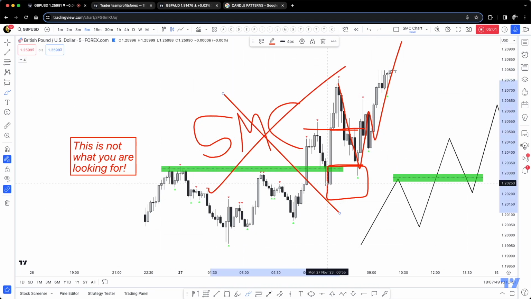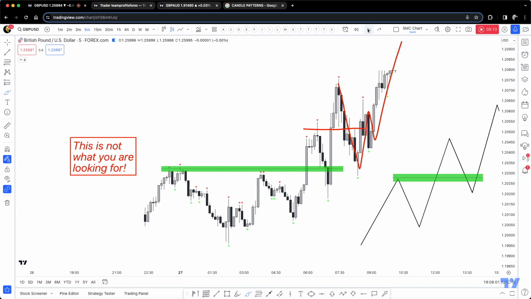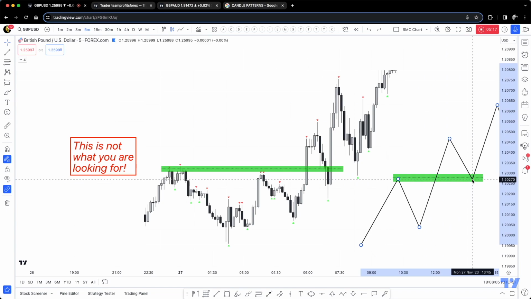We don't want to take this type of trade. Remember, again, why not? Because this course that I'm doing right now is not based on SMC. It's based on normal retail trading. So you want the price to respect this support. You want the price to actually respect it.